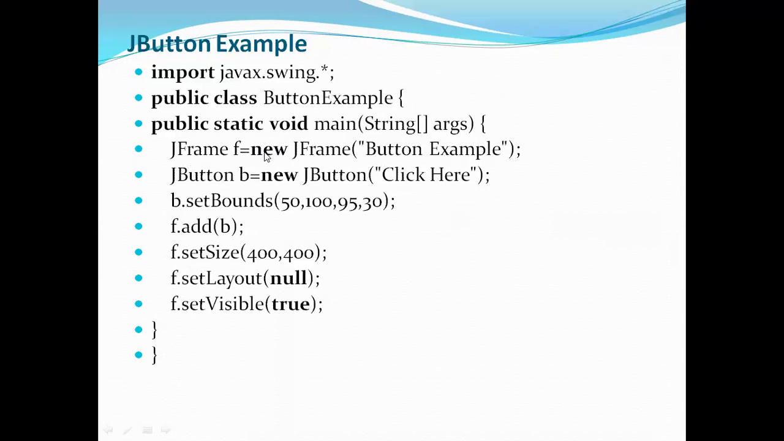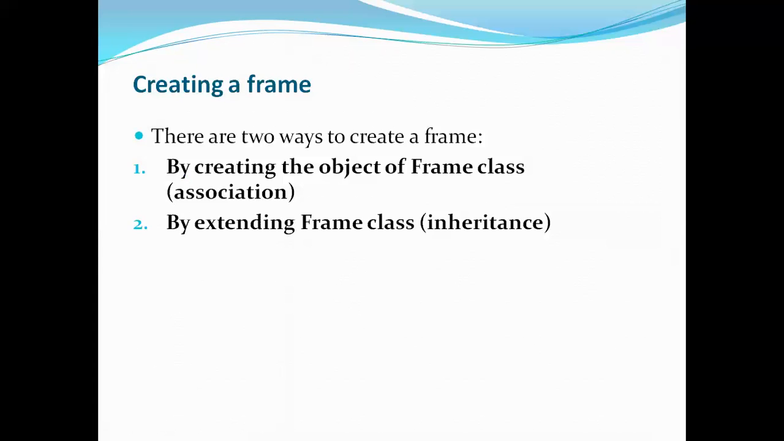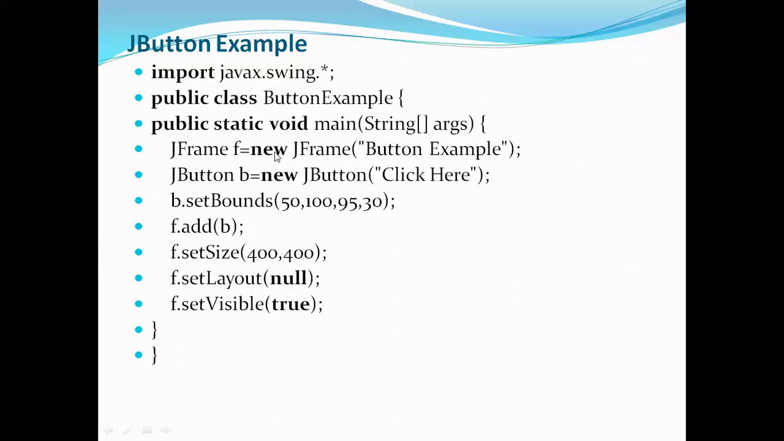In that frame I'm adding the button. That button is JButton. So for the JButton class, I create an object. I'll write JButton b = new JButton, and my button name is Click Here. So let's recall, we have created a frame, and my frame object is f. We have used the first method, using the object of the frame class: JFrame f = new JFrame with the frame name, and the button object I have created, with the button name.